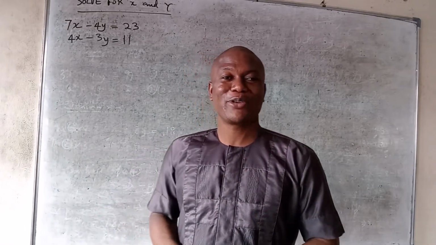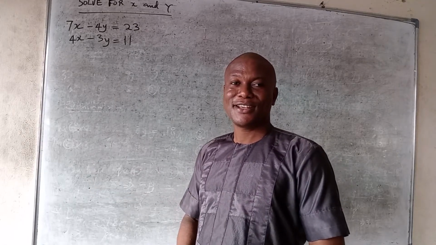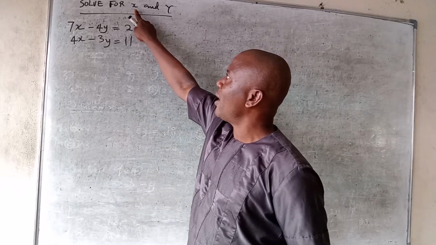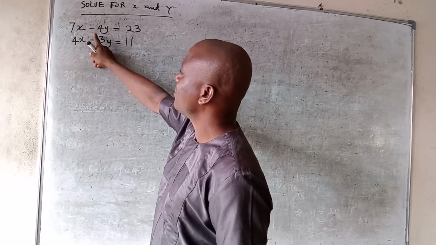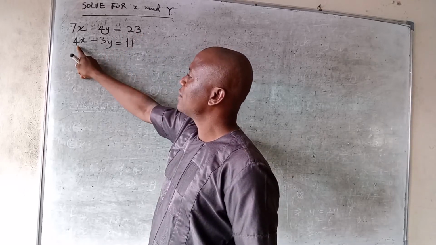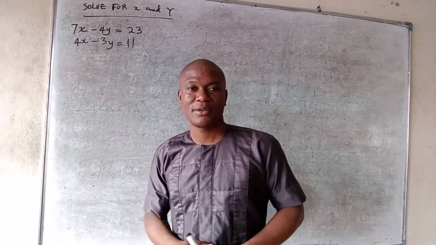In today's video, we have a problem that is staring at us, simultaneous linear equations, and we are asked to solve for x and y. And the problem is 7x minus 4y is equal to 23, and 4x minus 3y is equal to 11.